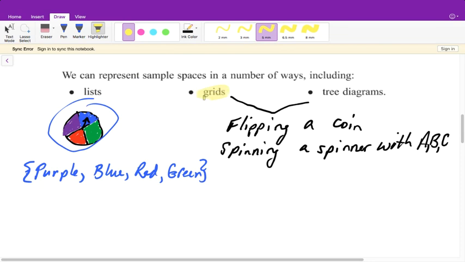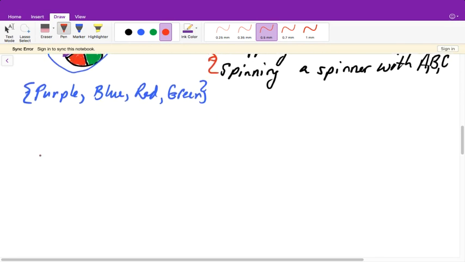All right, the next two, a grid or a tree diagram, these ones are more useful when you have 2 events that are taking place, like flipping a coin and spinning a spinner that only has A, B, C. All right, so we're going to look and see how we can list these out. So first, let's go through a grid.